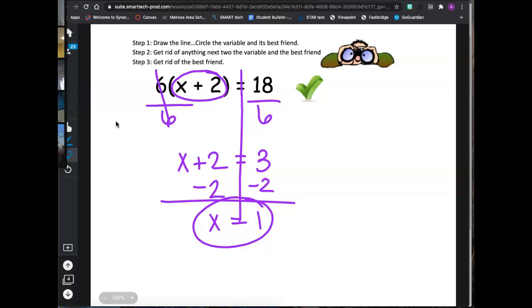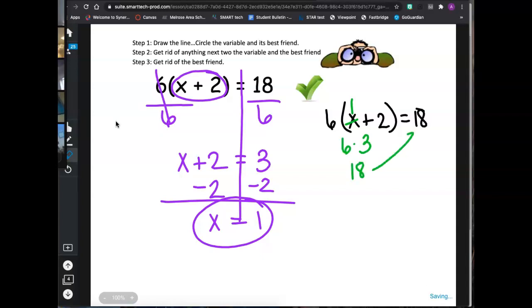Okay, you can check it, of course, and see if it works. 6 parenthesis x plus 2 equals 18. We replace the x with a 1. We do what's in the parentheses first. 1 plus 2 is 3. 3 times 6 is 18. Okay, remember on your homework, you'll get extra credit if you do the check.